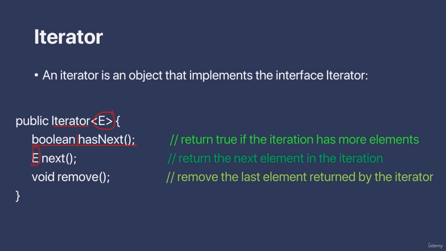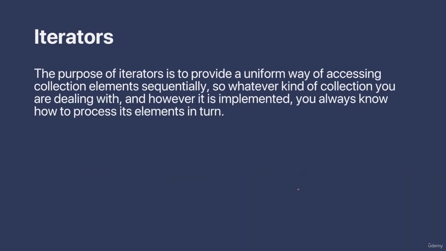Type E, next method. This method returns E as its returning type, and E is passed by generics. And void remove. Okay, so this is the remove. Remove the last element returned by the iterator, and next returns the next element in the iteration. So this will return the next element in the iteration because it is returning E, which means element, and void remove removes the last element returned by the iterator.